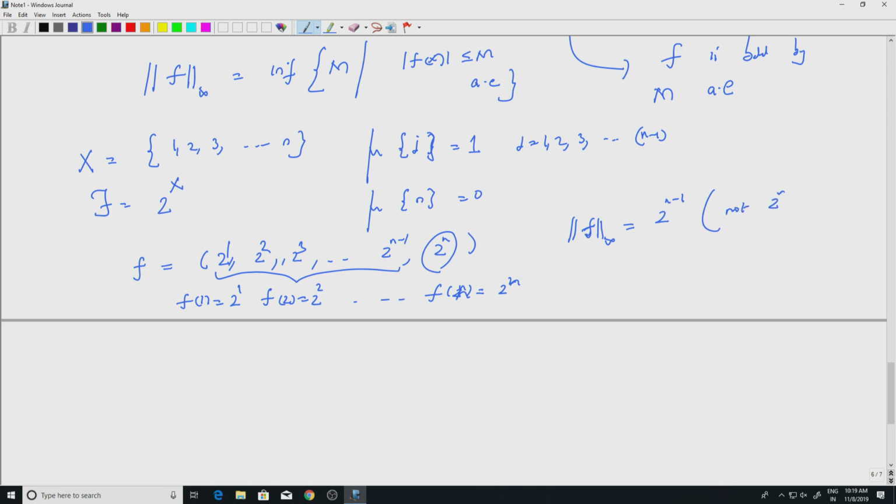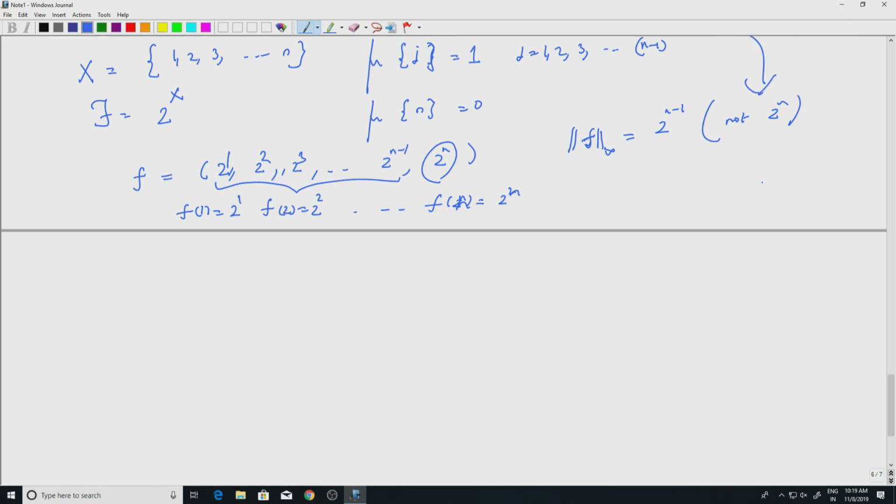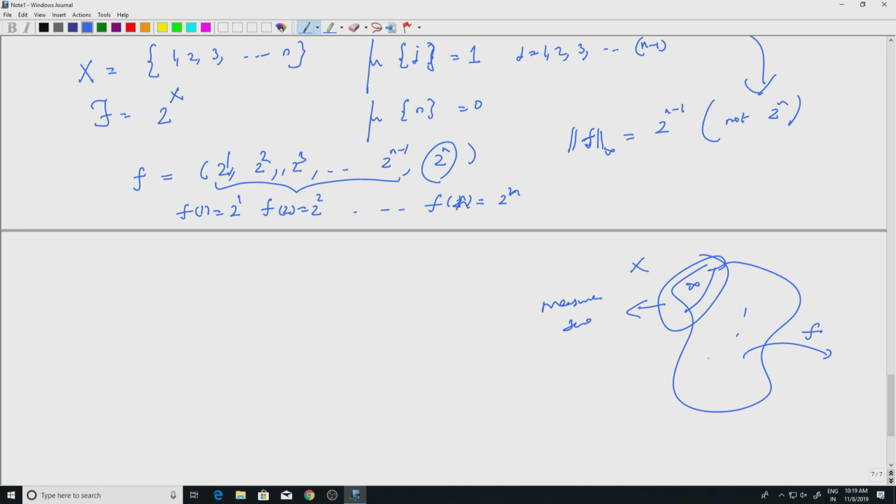Okay. Because that set of measure 0 does not play a role when I look at this definition. In general, X could be some set like this, and you may have a function f defined there, and there may be a portion where f is infinity, but if this is contained in a set of measure 0, then this will not matter. We look at only f here and take the supremum. So, that is the L infinity norm.